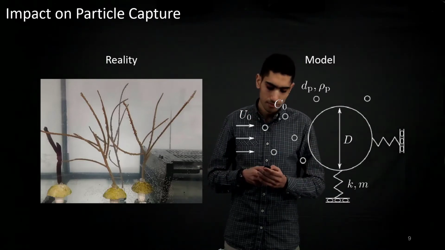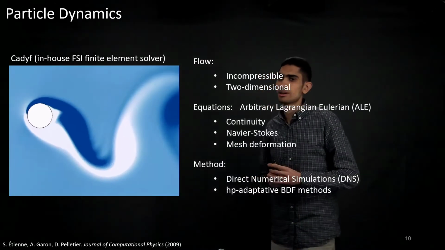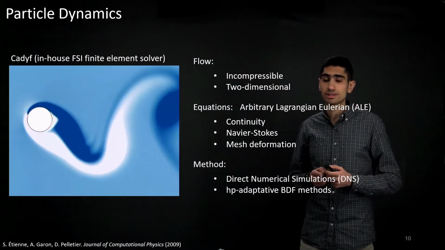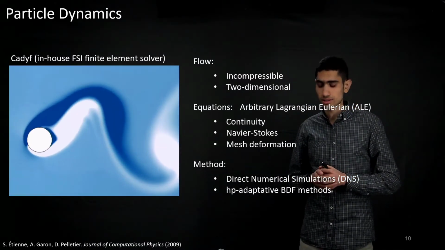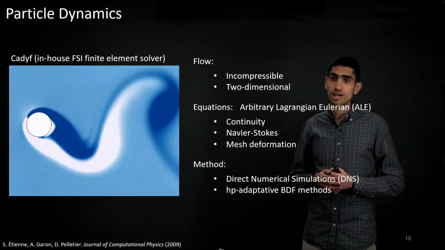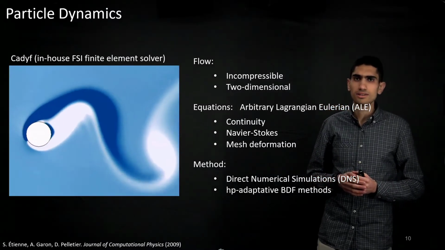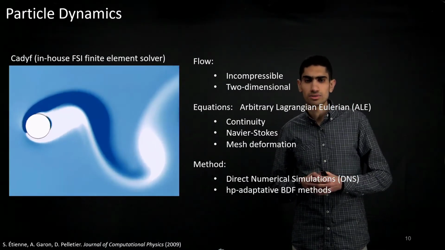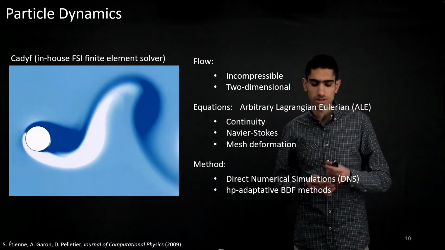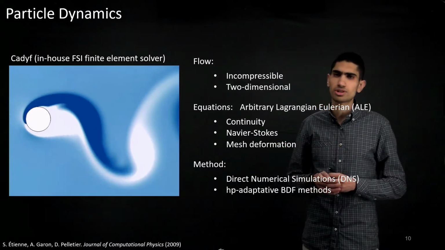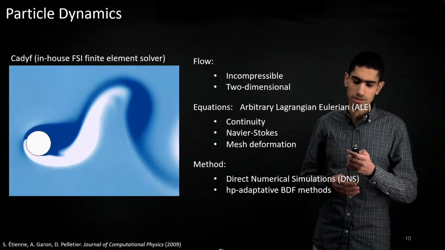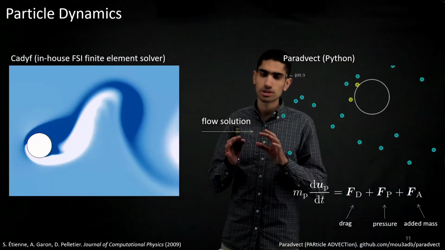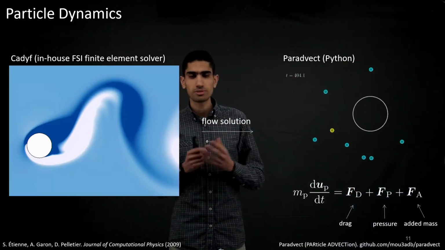The first thing we did was to simulate, or compute, the flow around this cylinder, and for that we used an in-house finite element solver called CADYF, which solves the Navier-Stokes equations using direct numerical simulations. As you can see, we clearly have the formation of vortices and vibrations as well. The second thing we did was to take this flow solution and insert it into a Python code we wrote, again.